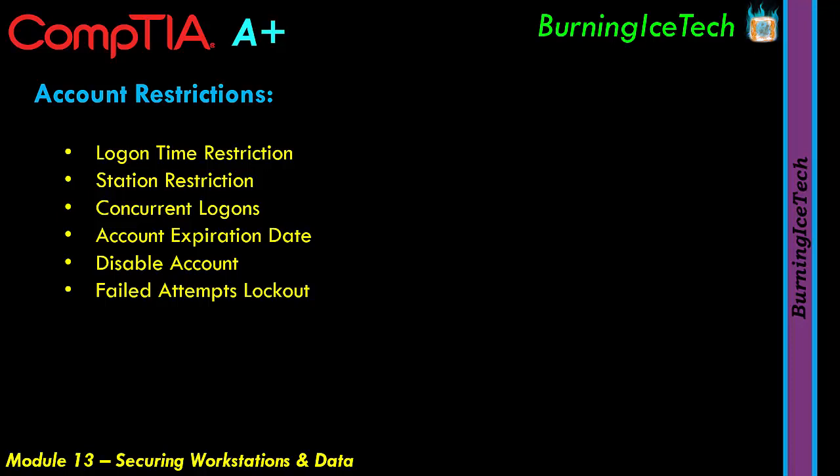So the first of which is log on time restrictions. What you can do with that, you can restrict when someone's allowed to use a machine. So you might say this person is only allowed to log on to their machine between 8 o'clock in the morning and 5 o'clock in the afternoon. That's one example of log on time restriction.